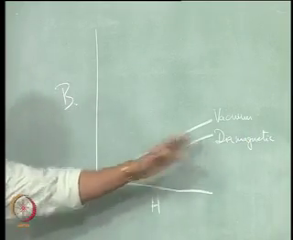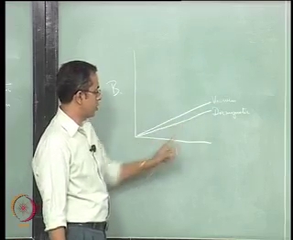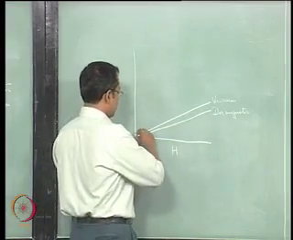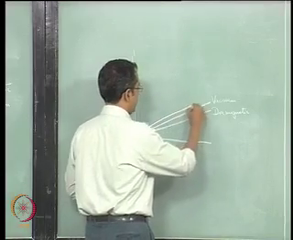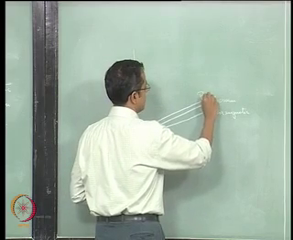Again, when you remove the field this would drop to 0, abruptly it will drop to 0. If you suddenly switch off the field here this will drop to 0. Paramagnetic material is slightly better than vacuum because it is assisting the field that is applied, but it is again a very weak response, so that this is paramagnetic.